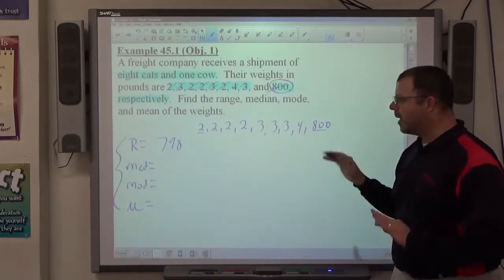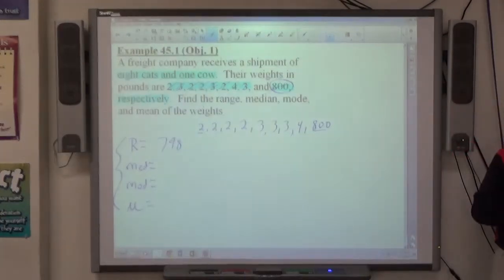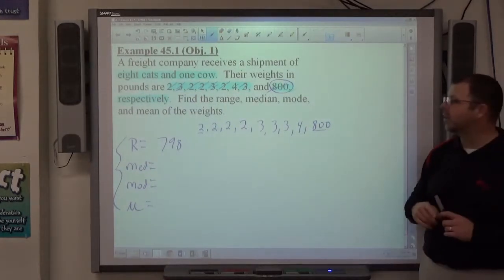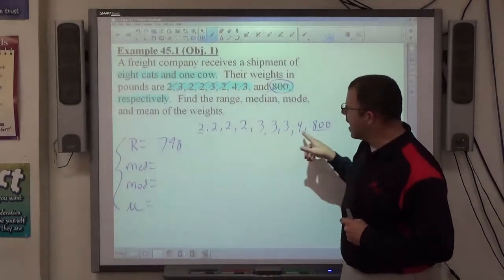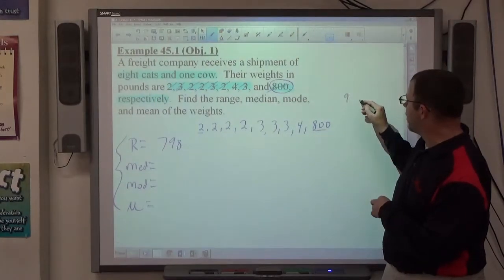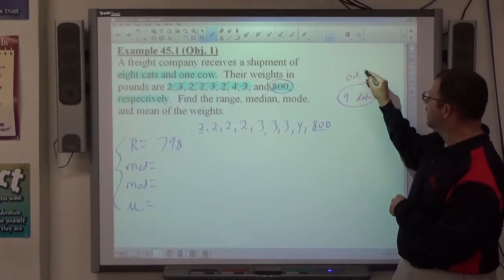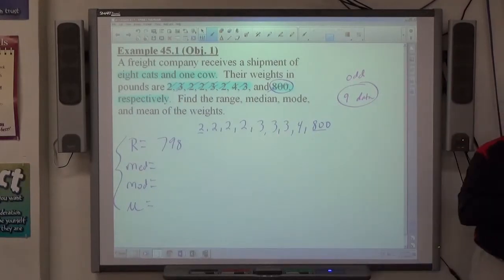All right, now, median has to do with the number of data being even or odd. It depends on even or odd as far as what median is. So if we count them up, there's 8 cats and a cow, which means there's 9 pieces of data, right? Yeah, 9 data. 9 is odd, and odd numbers have exactly one middle number.